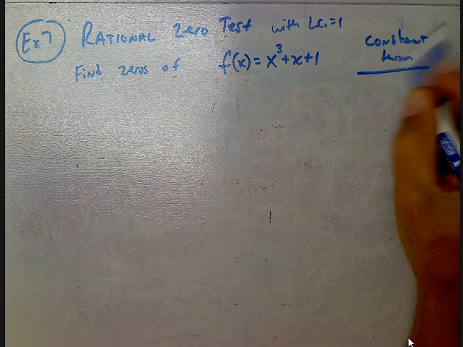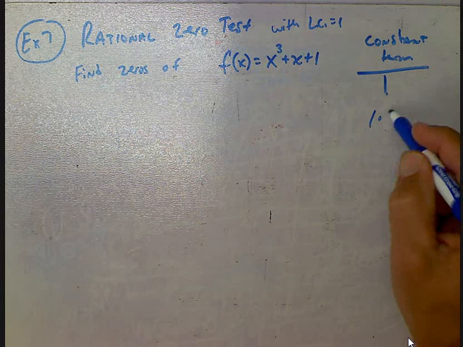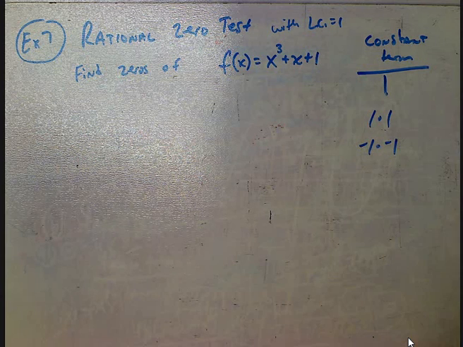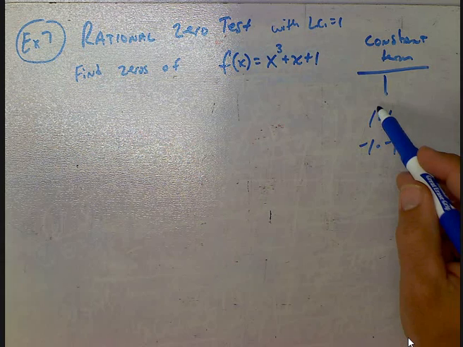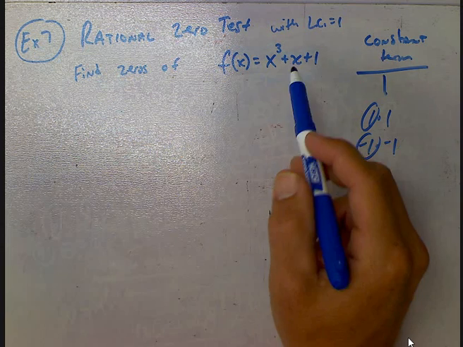Since that's 1, what are the factors of 1? Well, 1 times 1 and negative 1 times negative 1. Those are the only two factors of 1. So these are the things we would check to see. They're the only possible things that could be zeros for this question. So let's test it to see if it works out.